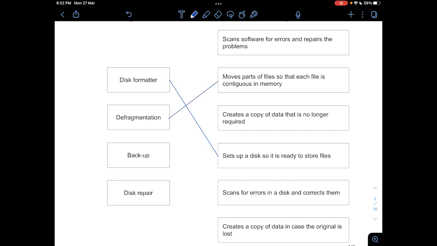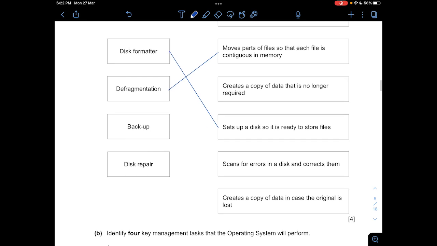So backup is where you create another copy of your own personal data so that in the event where the disk itself has issues, at least you still have a backup so that you won't lose everything in that disk, right? Or for example, let's say you delete your original copy and then you're like, oh my god, where did I save my files? So at least you still have a copy in case you lost them. So this one would be for the last one here. And then this repair will fix the disk, so that will definitely be this one, which is scans for errors and corrects them.